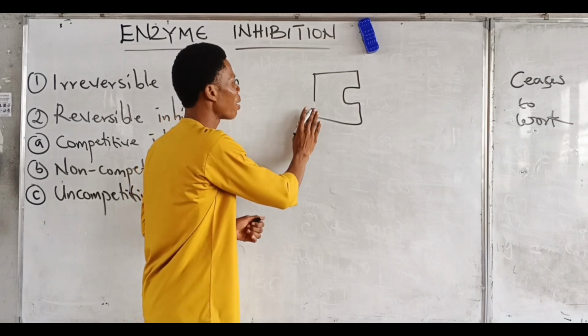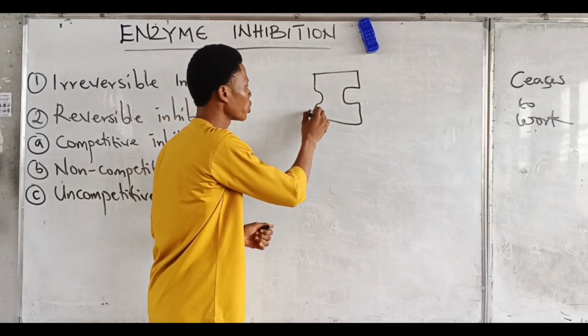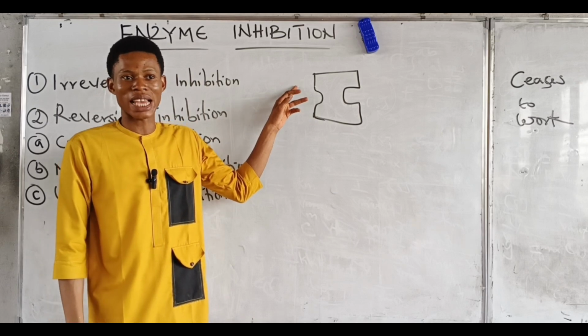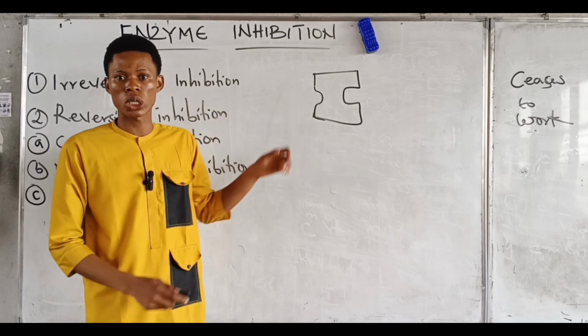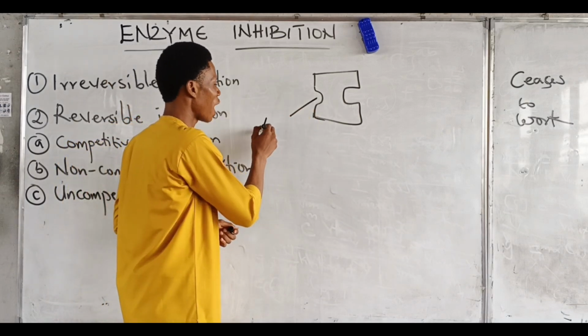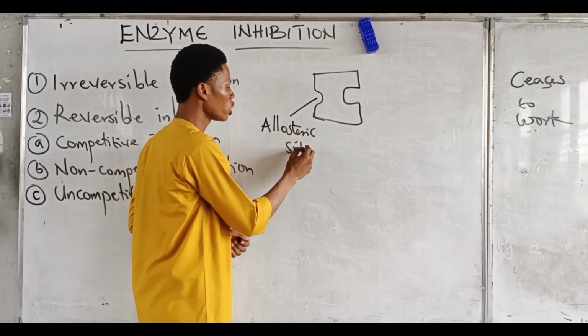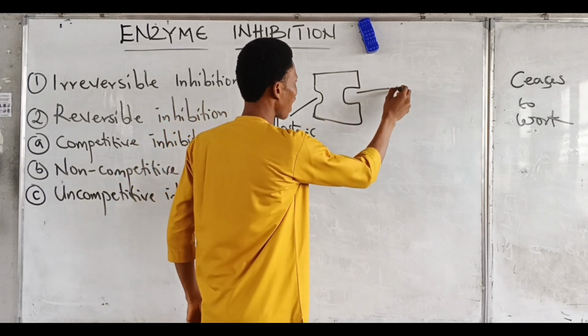If it has another binding site, let's say this, other than the active site, this additional binding site other than the active site is called the what? This is called the allosteric site. Thank you. So this is the allosteric site and this is the active site.